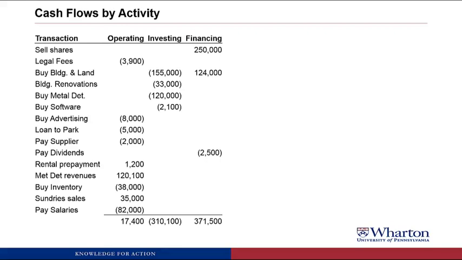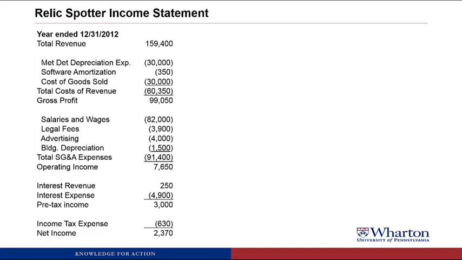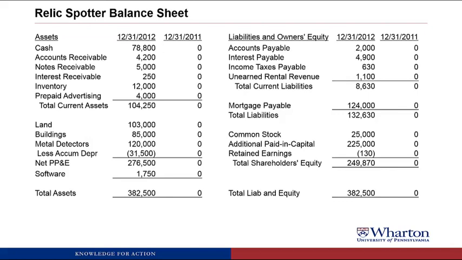Last time we looked at the Relic Spotter case, we put all of the cash transactions into operating, investing, and financing buckets. So now we're going to go ahead and use these classifications to put together the cash flow statement. To do the indirect method, we're going to need to pull some information off the income statement. So here's a reminder of what the income statement looked like for Relic Spotter. And we're going to need to use the balance sheet. So here's what the balance sheet looked like for Relic Spotter.